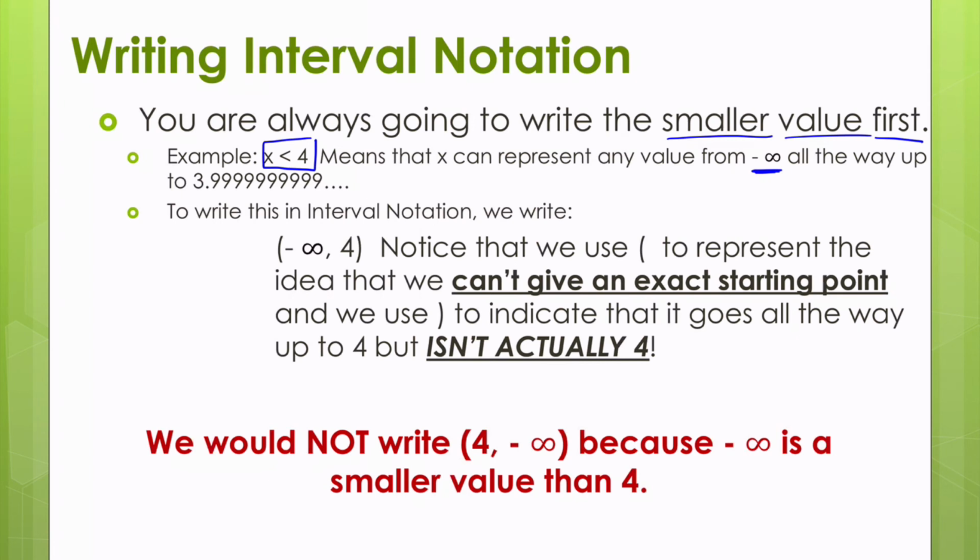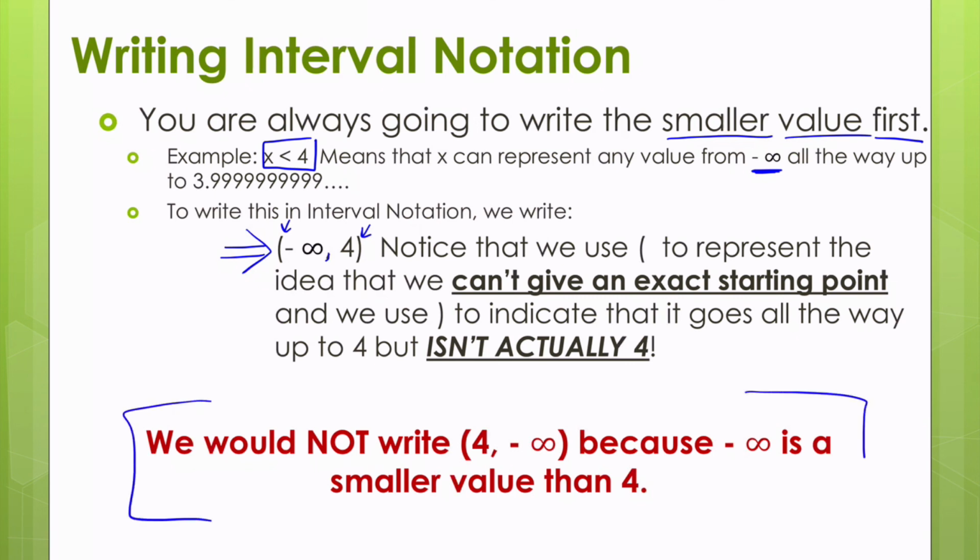So to write this as interval notation, I want to think about what number would come first, what number is the lesser value. Negative infinity is going to go first. Again, I'm going to be using just a normal parenthesis because I'm using a negative infinity sign, which tells me that I can't exactly narrow down that starting point. Then I'm going to put a comma, and then I know that it's going to go all the way up to 4, but again, this parenthesis lets me know that it's not exactly 4. It's going to go all the way up to 4, but not quite touch it.